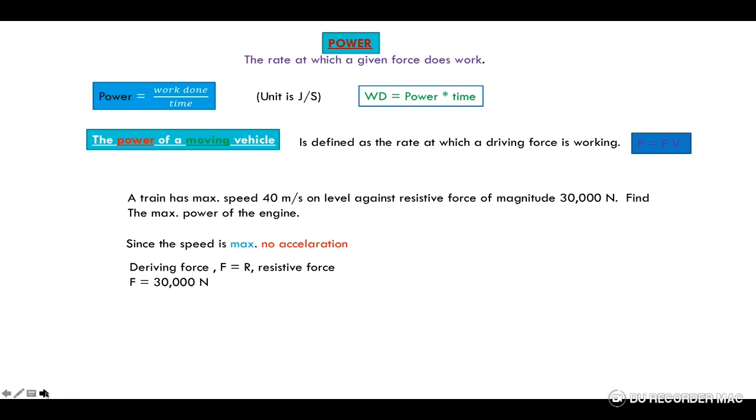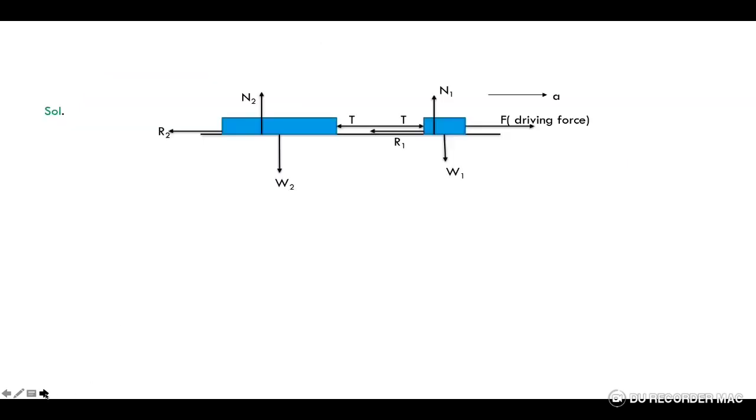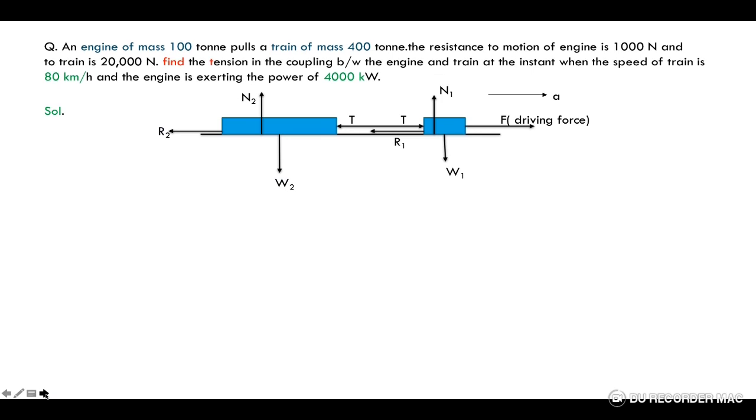So we can say here now the driving force is equal to this, which is 30,000 newtons. So applying the formula, P is equal to F times V, just put the values and get the answer. I'm using here 1200 kilowatts because we know 1 kilowatt is equal to 1000 watts. So we can safely say now 1200 kilowatts. This example is very important from your examination point of view as well.